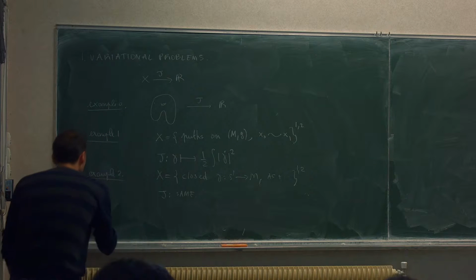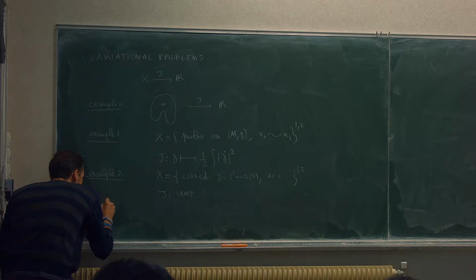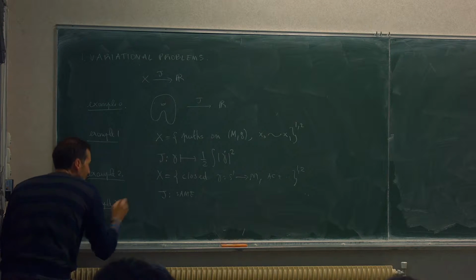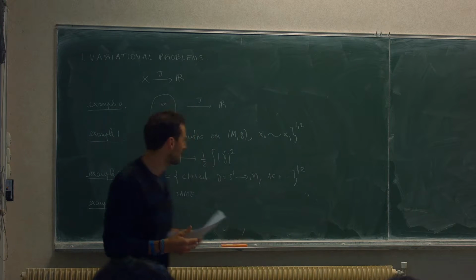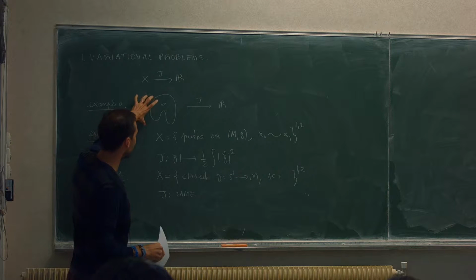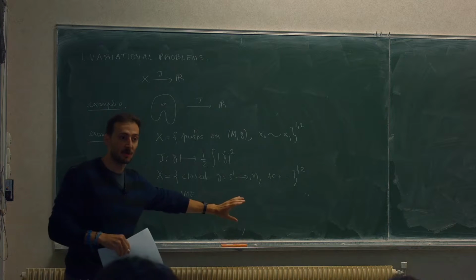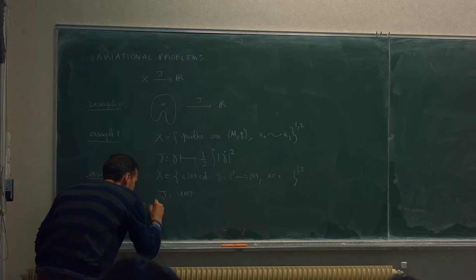Maybe there is an example number 3, which is the sub-Riemannian case, which is going to be discussed later. Just keep in mind the simplest example, then the classical examples coming from Riemannian geometry, and then what we want to focus on, the sub-Riemannian case.